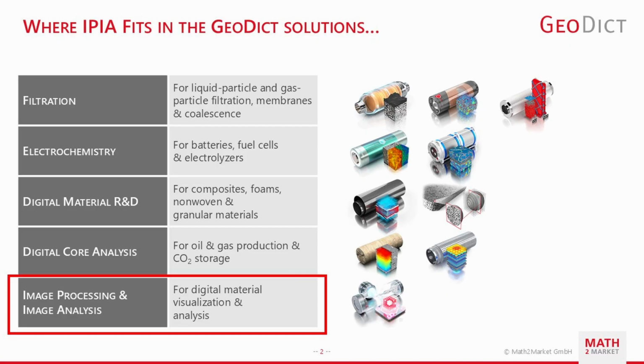The image processing and image analysis in GeoDict supports and feeds into other workflows like filtration, electrochemistry, and digital materials R&D, but it can also be used completely on its own. Many customers already get all the value they need from image processing and analysis without going further into simulation.